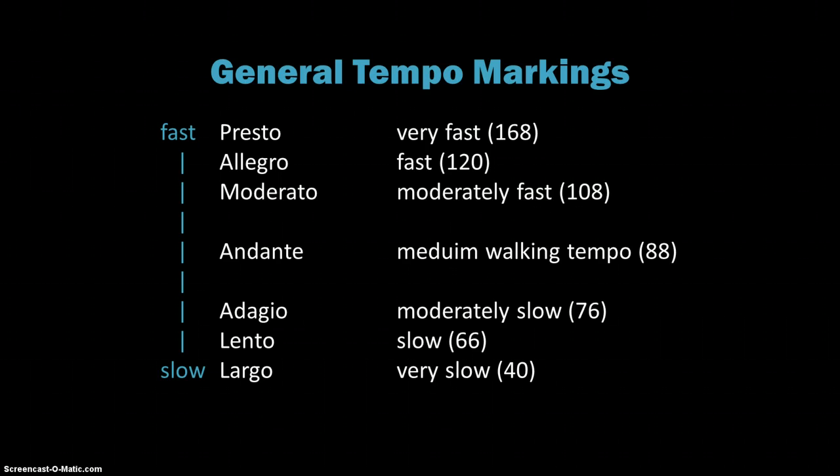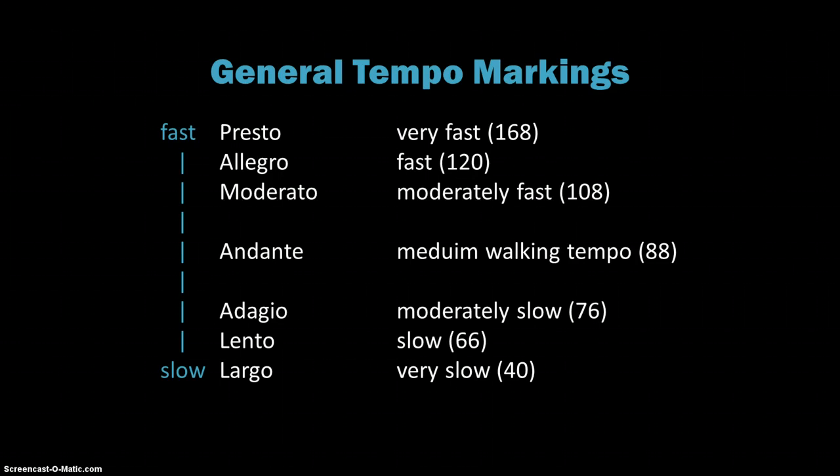Let's jump into it. There are 7 terms that I would like you to become familiar with and memorize. We have 3 fast, 1 medium, and 3 slow. At the fast end of the spectrum, we start with presto. That would be very fast. Metronome markings from 168 up to 200, or maybe even faster than that if you wanted to.